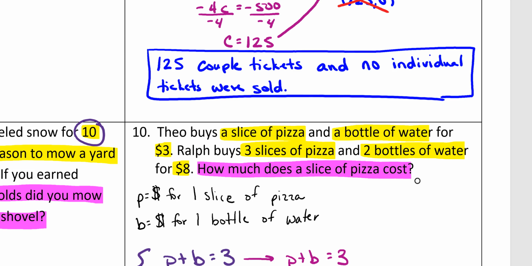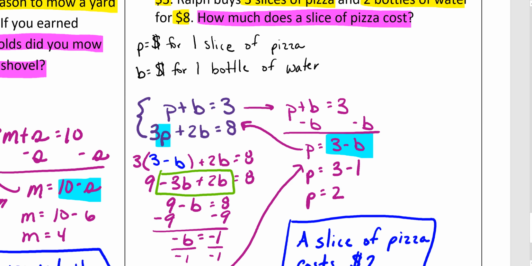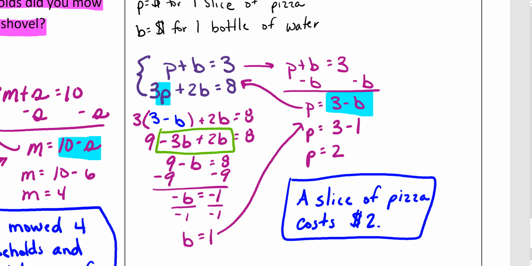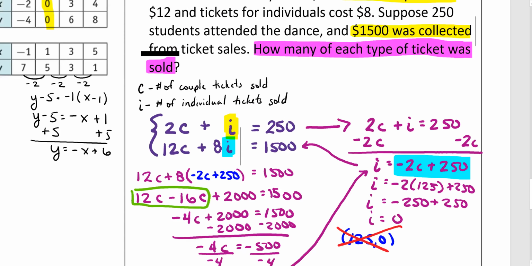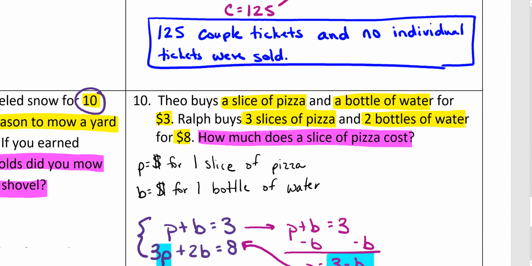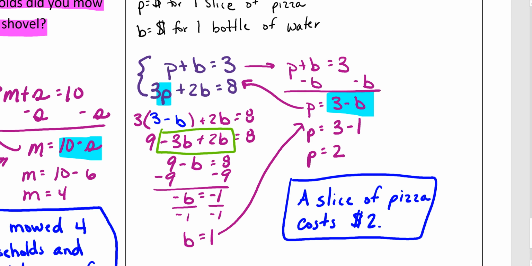All right, the answer to number 10 is going to be that a slice of pizza cost $2. Now notice I did not include the bottle of water in my solution because all they asked us, back up here in the problem, was how much does a slice of pizza cost? So they don't care about the cost of a bottle of water. So the slice of pizza costs $2.